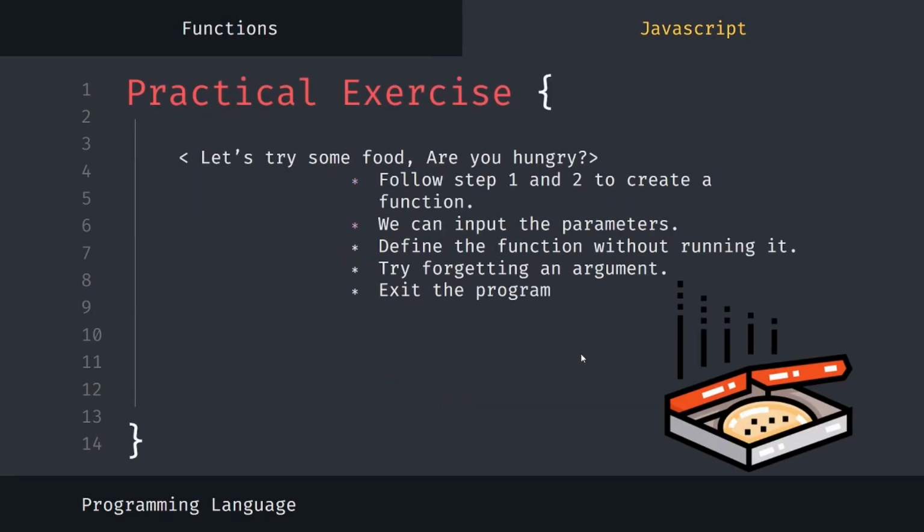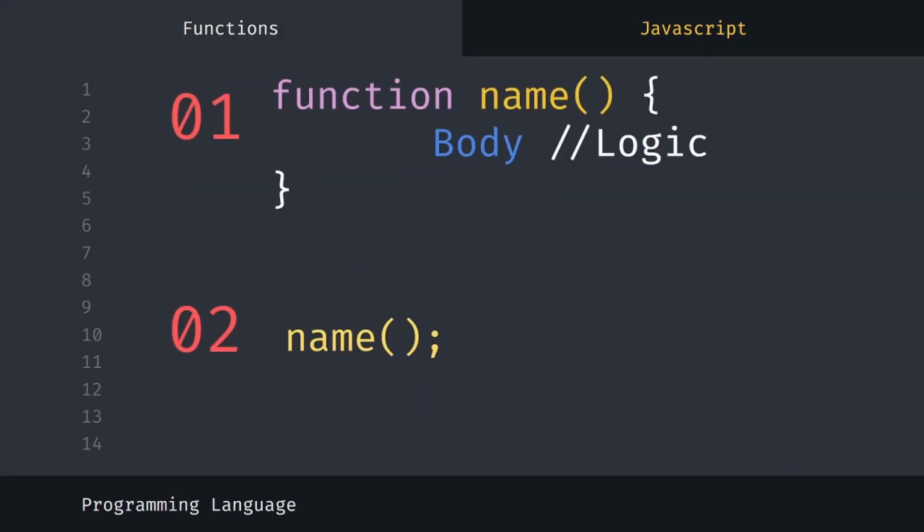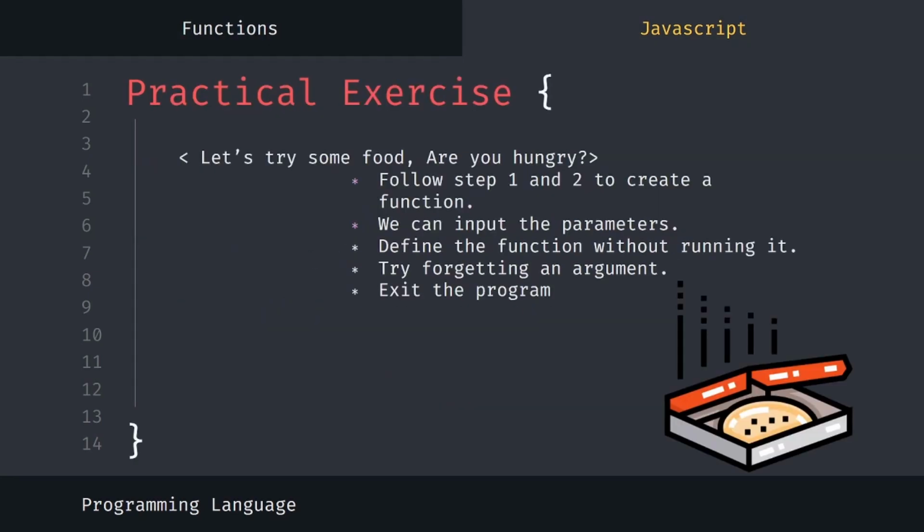Finally, we have a practical exercise where we follow step 1, declare the function, and step 2, call the function. We can enter the parameters, define the function without running it to see what happens, and try to forget an argument. And finally, exit the program.